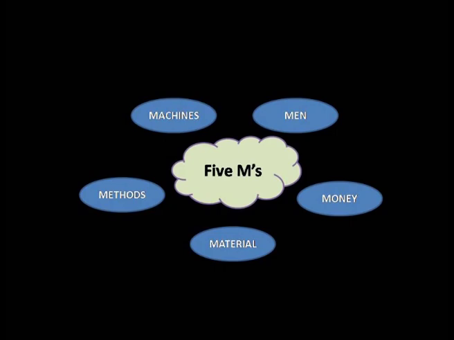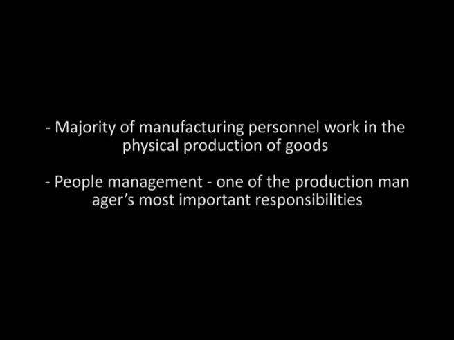The 5 M's. In this section, you will study one of the most important concepts in management, the 5 M's. Production management's responsibilities are summarized by the 5 M's, namely men, machines, methods, materials, and money. Men refers to the human section in the network. Since the vast majority of manufacturing personnel work in the physical production of goods, people management is one of the production manager's most important responsibilities.